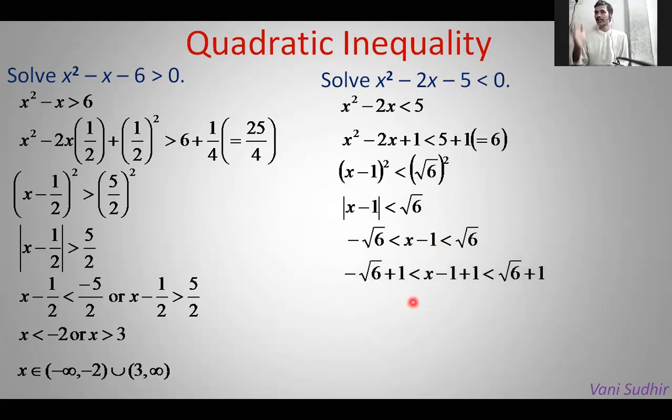Minus root 6 plus 1, x minus 1 plus 1. Here minus 1 plus 1 will get cancelled. Here root 6 plus 1. See, root 6 is an irrational number. Its value will be 2.449 and so on. You can round up to 2 decimal places, then it will be 2.45. Minus 2.45 plus 1 means minus 1.45. 2.45 plus 1 means 3.45. So x lies between minus 1.45 and 3.45.